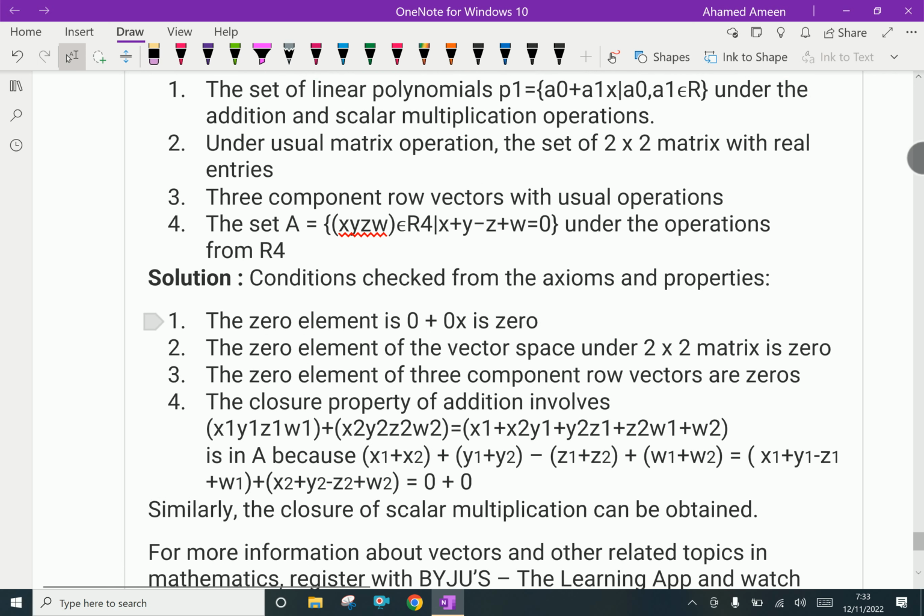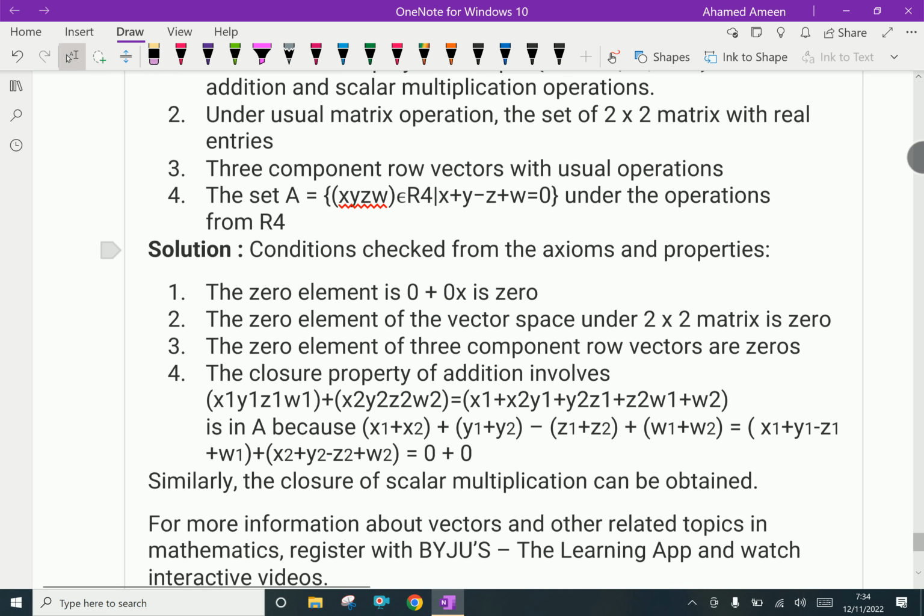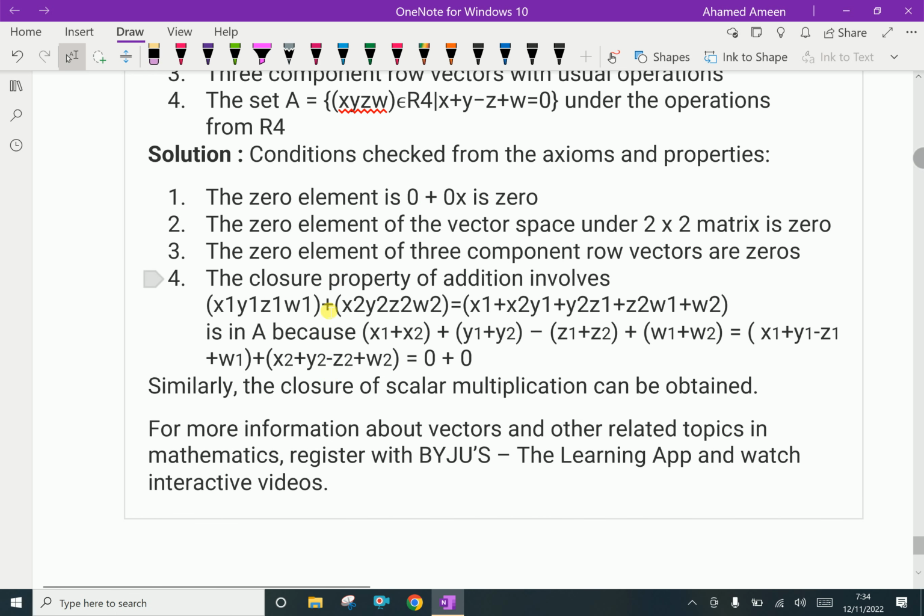Like here, the closure property of addition is involved. That means here, suppose the set A equals (x, y, z, w), an element of R4, with x plus y minus z plus w equal to 0. That means R4 means 4 variables under the operations of R4. Then we can see similarly the closure of scalar multiplication can be obtained.